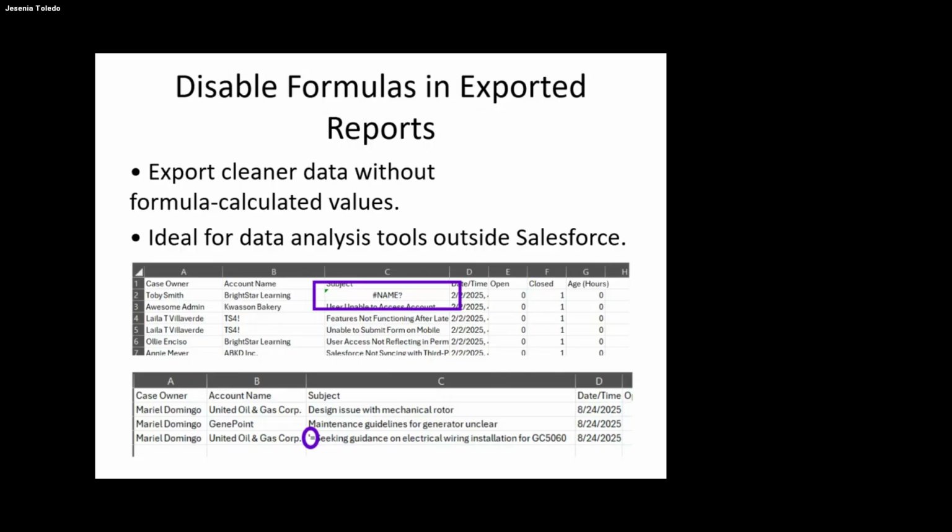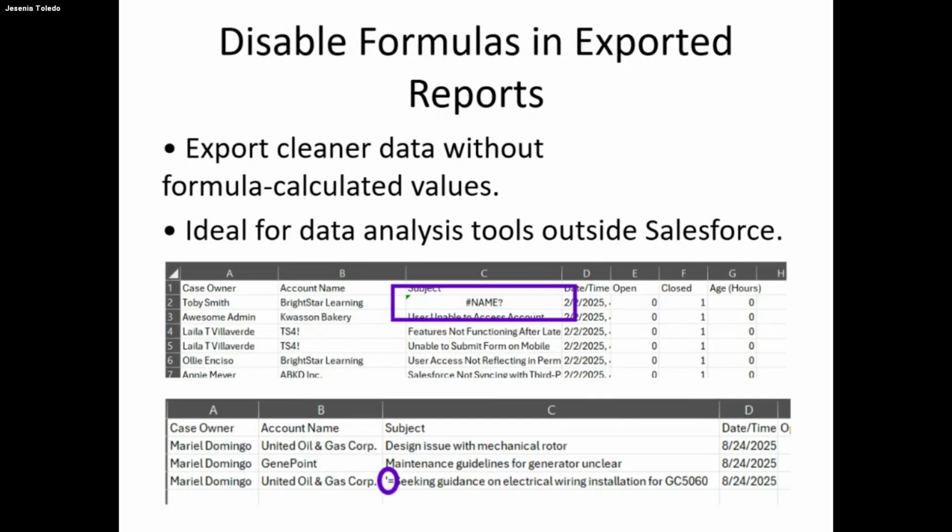Yeah, thank you. Okay, so another feature is the disable formulas in exported reports. Export cleaner data without formula calculated values. This is ideal for data analysis tools outside of Salesforce. So in the first column, you can see there's a formula in column C, and below in the other chart, you could see that that was removed by putting the apostrophe at the top.